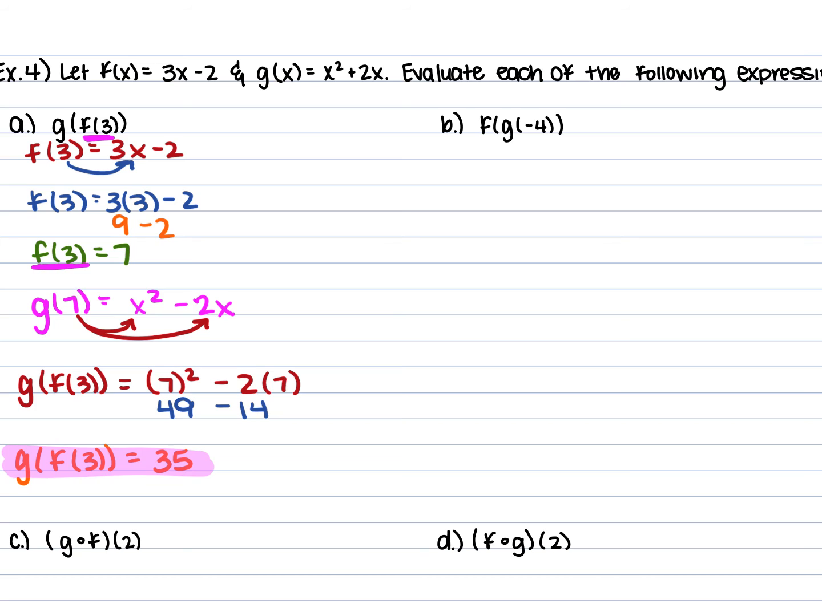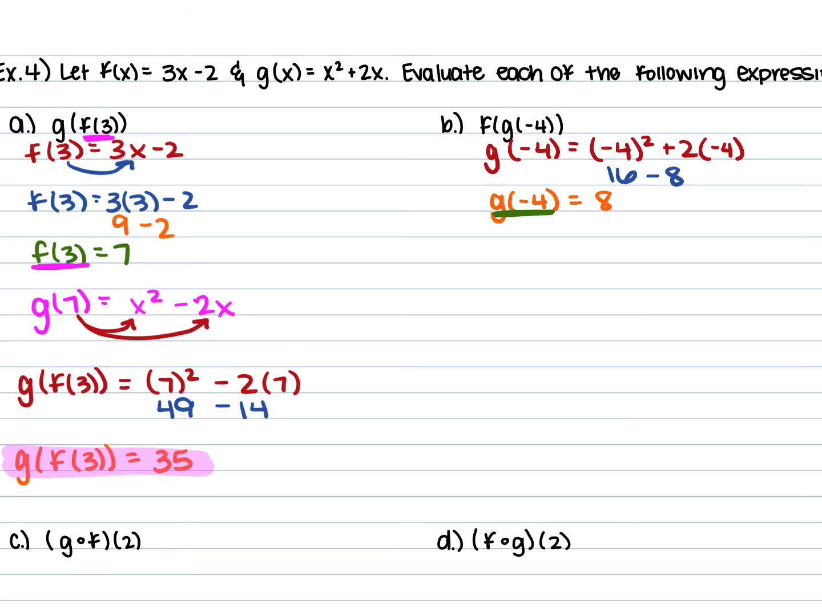For example B, we have f of g of negative 4. So first we want to find that g of negative 4. So we're going to plug in negative 4 wherever we have an x in g of x. So it's going to be negative 4 squared plus 2 times negative 4. From here, that negative 4 squared is 16. The 2 times negative 4 is negative 8. So g of negative 4 is 16 minus 8, which is 8.